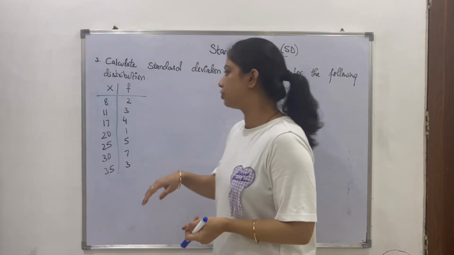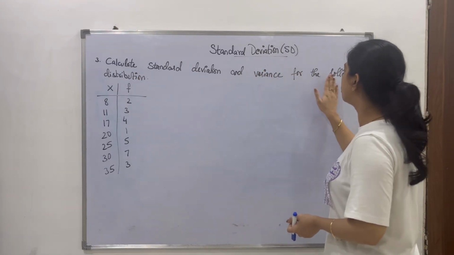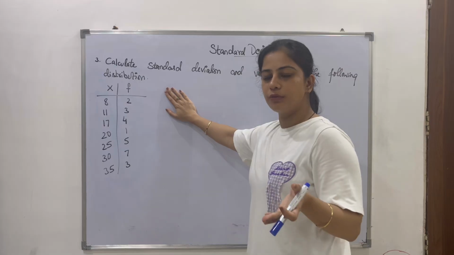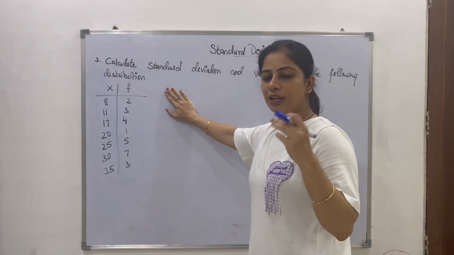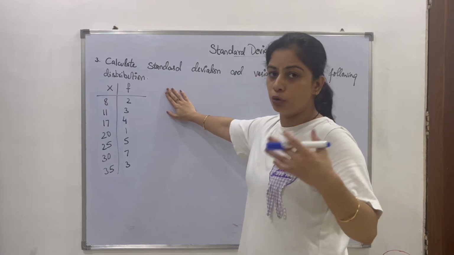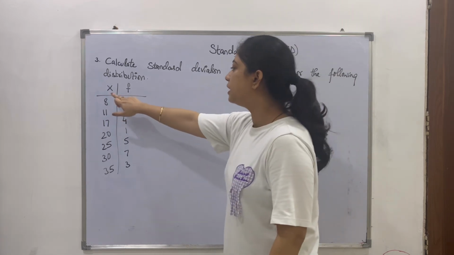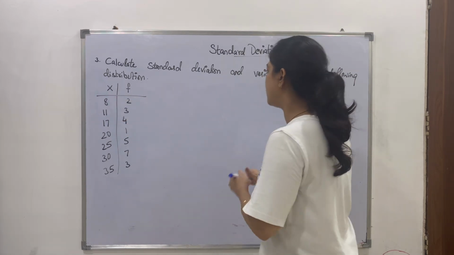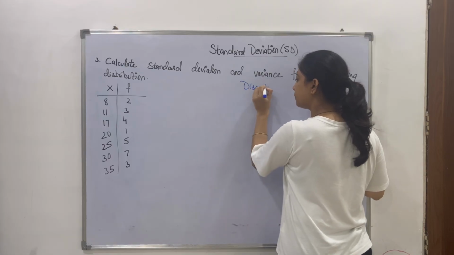Let's consider the next question. Calculate standard deviation and variance for the following distribution. We already know how to calculate standard deviation. After calculating standard deviation, let us see what is variance for this particular question and how to find that. Now first we need to understand which kind of data is given to us. Here x values are given along with f values. So this is nothing but your discrete data. So let's write down that first.